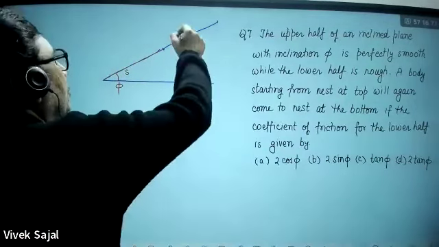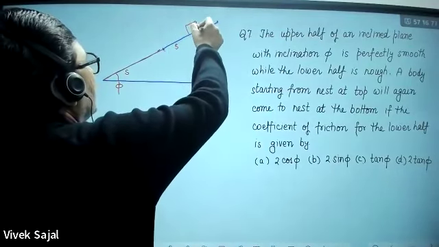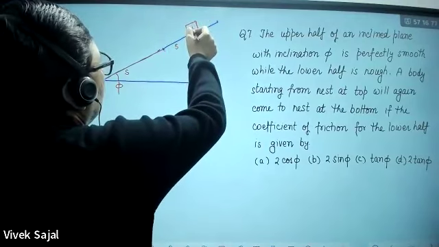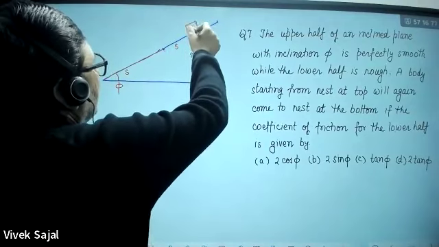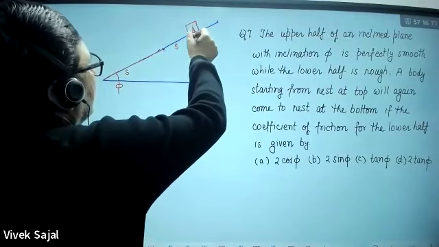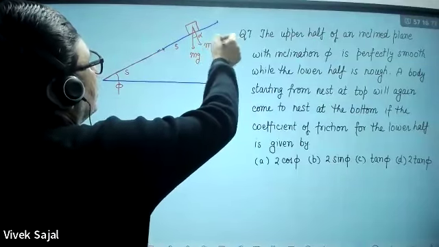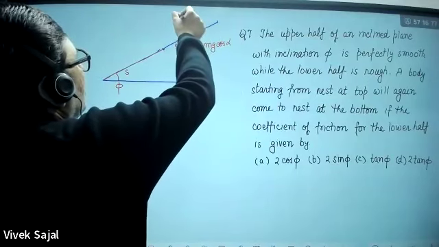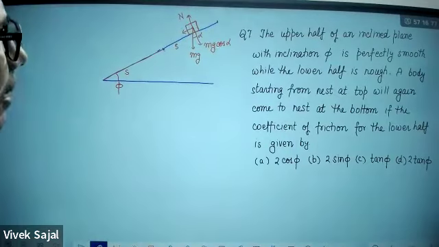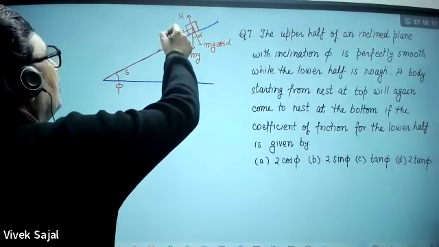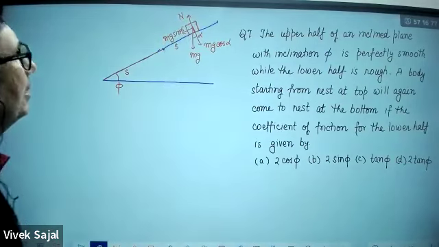So what will be the acceleration in this part when this block is here? When the block is here, no friction is there. mg is acting in the downward direction. If you resolve this here, this angle will be alpha and this will be mg cos alpha. This mg cos alpha will be balanced by the normal, and there will be one unbalanced force. The unbalanced force will be mg sin alpha.